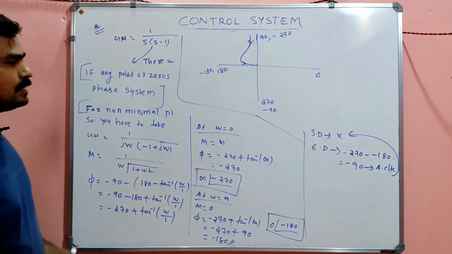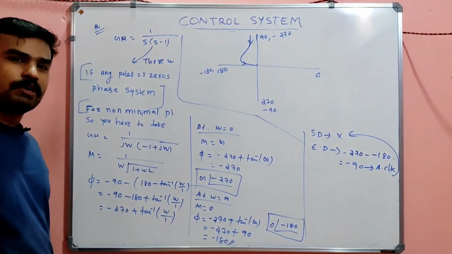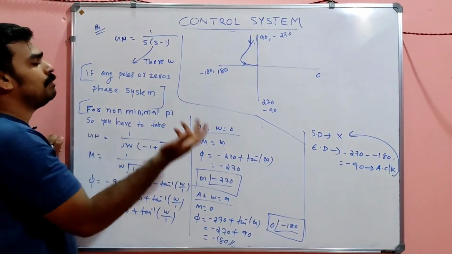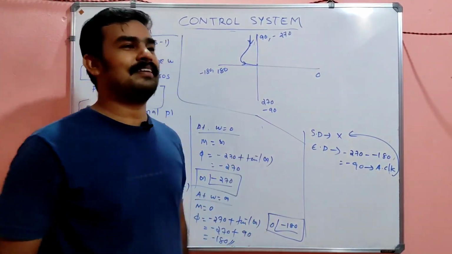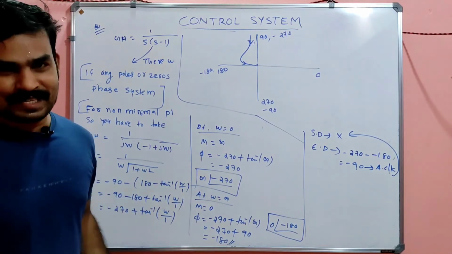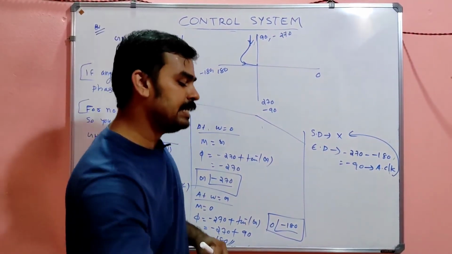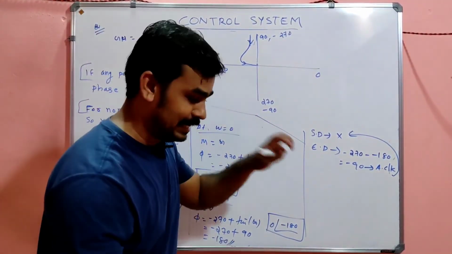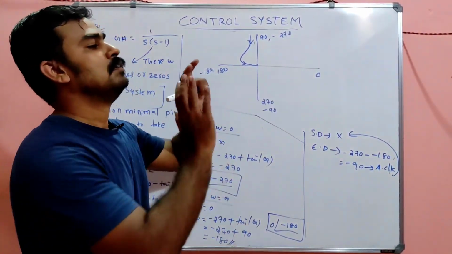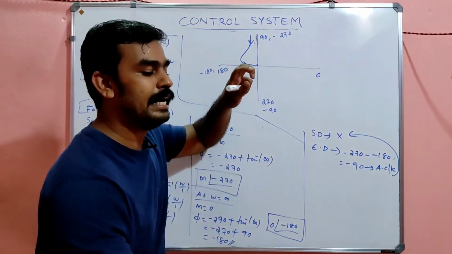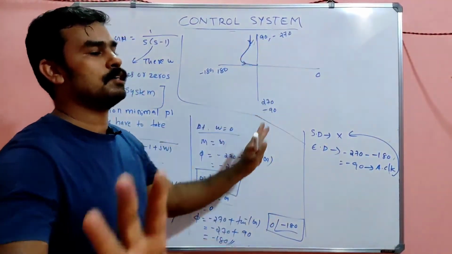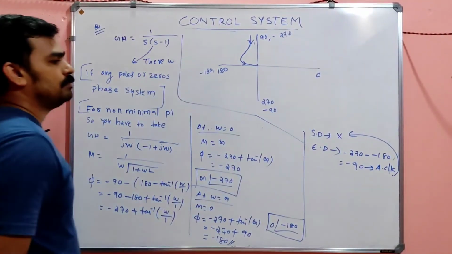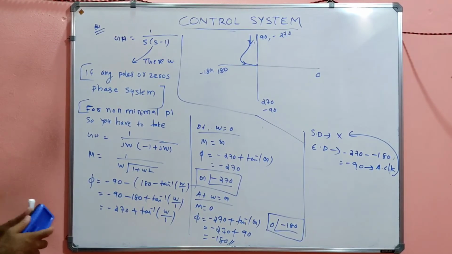So I cross-checked and found the concept of non-minimal phase systems. For any pole or zero in the non-minimal phase, the starting direction is not valid. So you should take the ending direction as the starting direction. We take the end direction and fit it to the start direction. That's all. So both are in anti-clockwise. Simple, my dear. Simple.